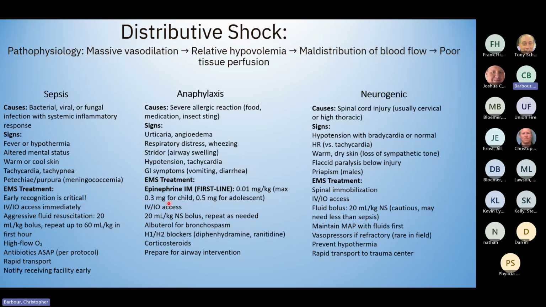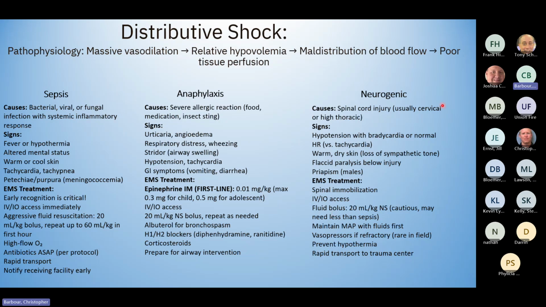So your auto injector is going to be the other way to do this. This is just your regular dose. The auto injector is going to be 0.15 to 0.3. You can also consider the steroids, the Benadryl, diphenhydramine, in there.